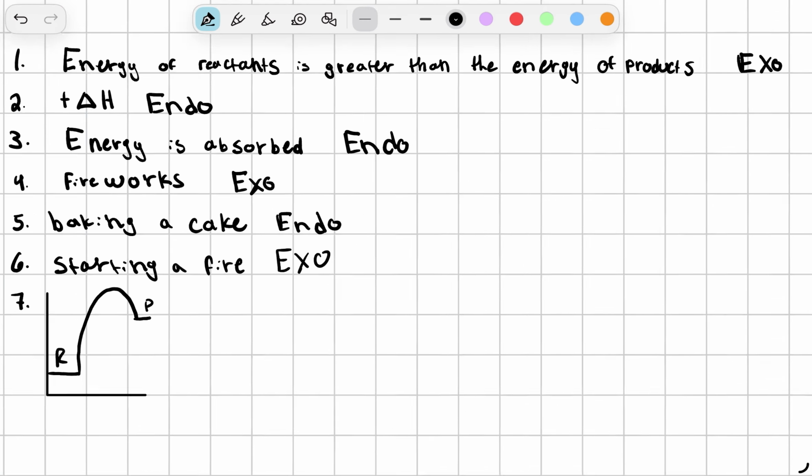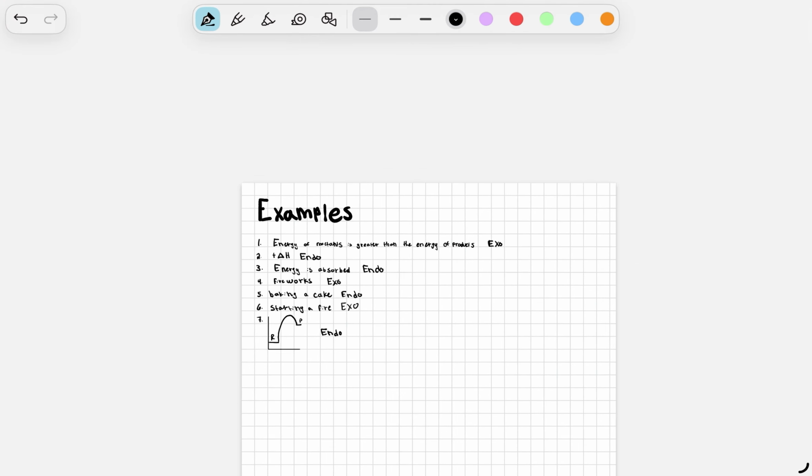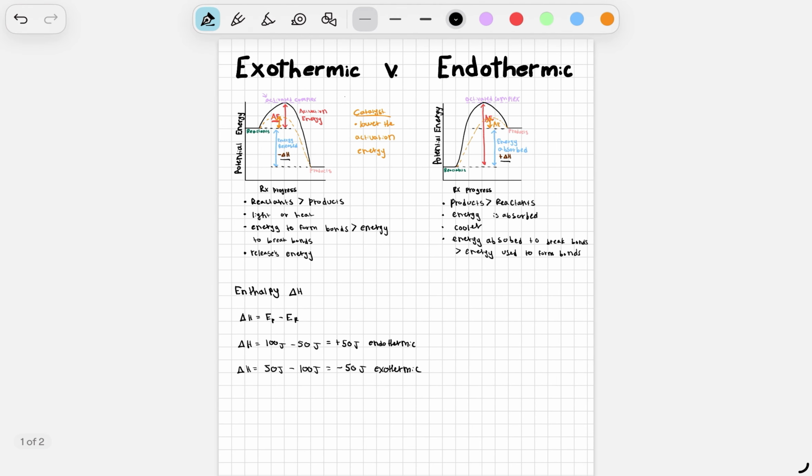Okay, and then this is just a basic reaction progression graph, and we have to determine if this is the graph for an exothermic or an endothermic. This is endothermic. I hope this video cleared up the difference between an exothermic reaction and an endothermic reaction.